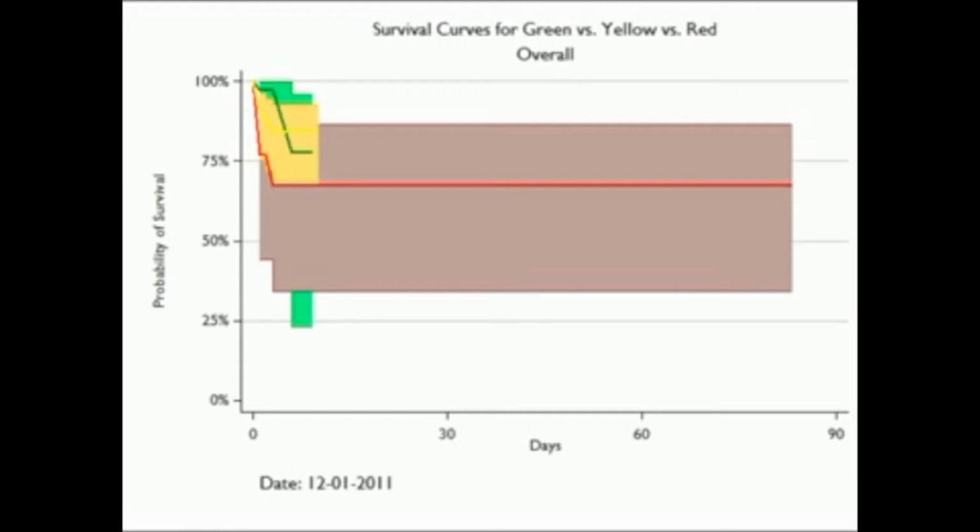Now, what you see here are survival curves, in which the x-axis represents days of tenure, and the y-axis represents the probability that an employee reaches that point in tenure. Now, what you'll see here are red, yellow, and green lines, and those represent the red, yellow, and green applicants that come out of the platform.